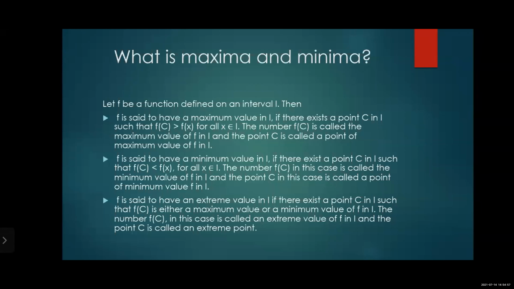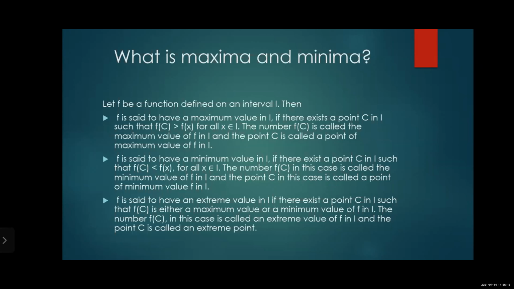f is said to have a minimum value in I if there exists a point c in I such that f of c is less than f of x for all x belongs to I. The number f of c in this case is called the minimum value of f in I, and the point c in this case is called the point of minimum value of f in I.